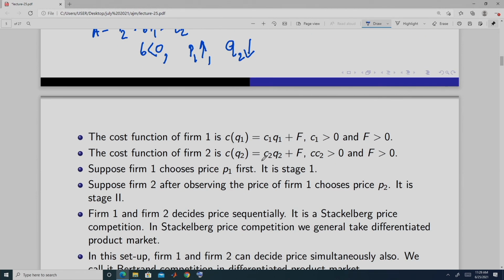Now, we specify the cost function. The cost function of firm 1 is C1 into Q1 plus F.